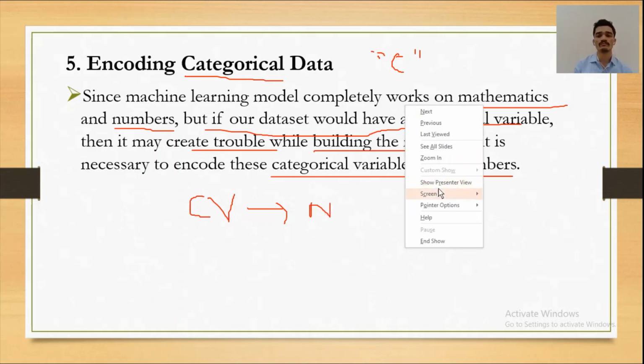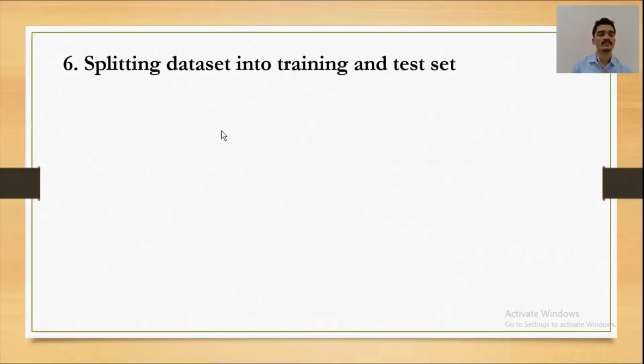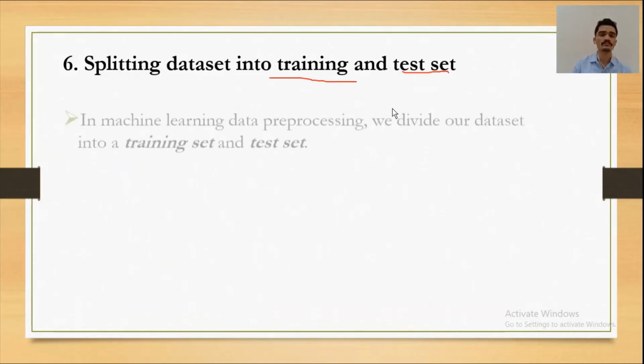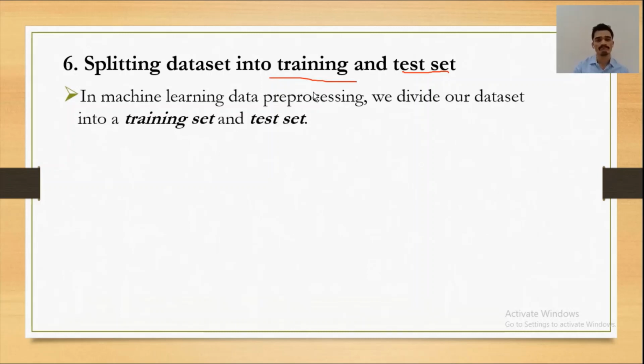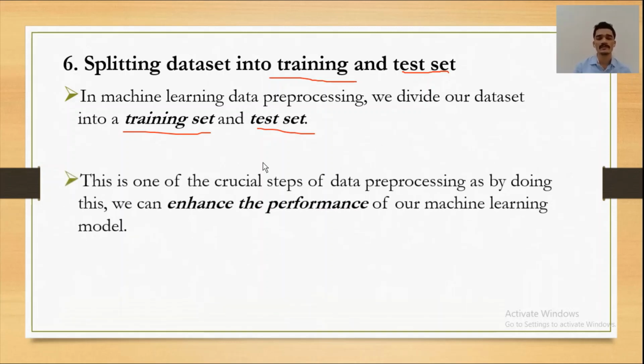So due to this we can calculate the mean and all other things. Next is splitting the dataset into training dataset and testing dataset. In machine learning data preprocessing, we divide our dataset into a training dataset and a testing dataset. This is one of the crucial steps in data preprocessing, and it will increase the performance of our machine learning model.